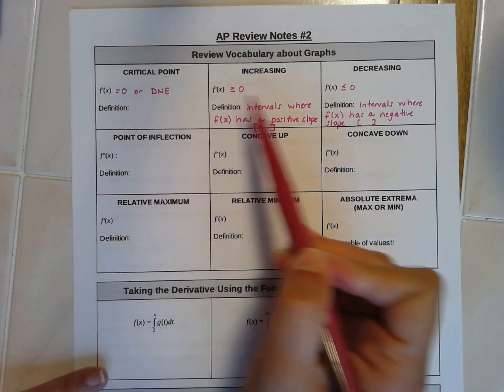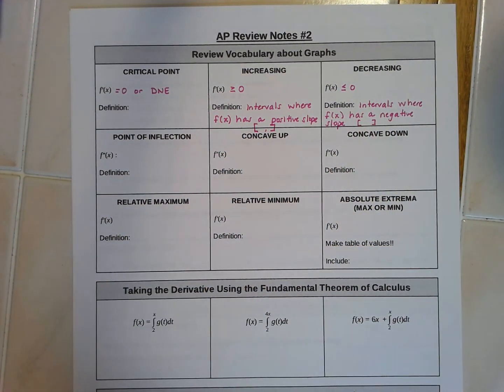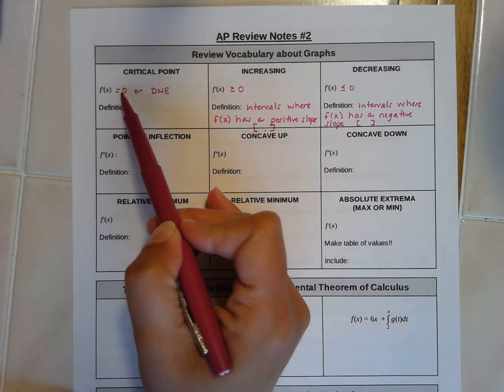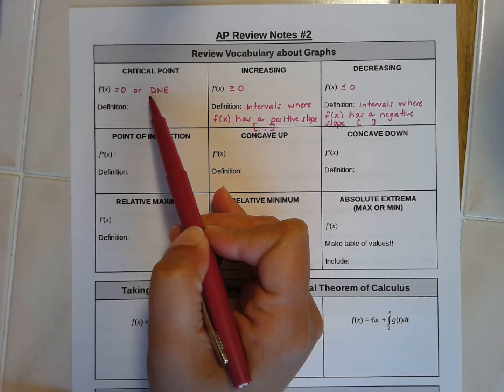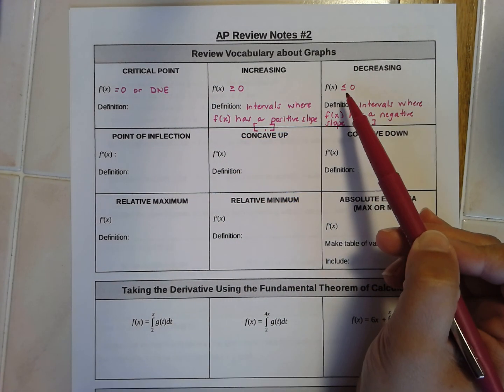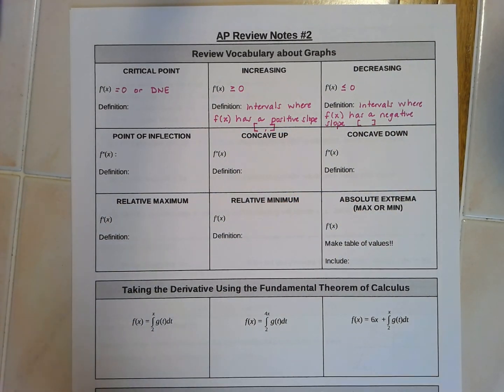Now, all three of these pieces of information have to do with the first derivative. Is the first derivative equal to 0 or does not exist? If the first derivative is positive or if the first derivative is negative would be these definitions and how we would justify our answer. However, the second derivative also gives us information about a graph. It just tells us different information.